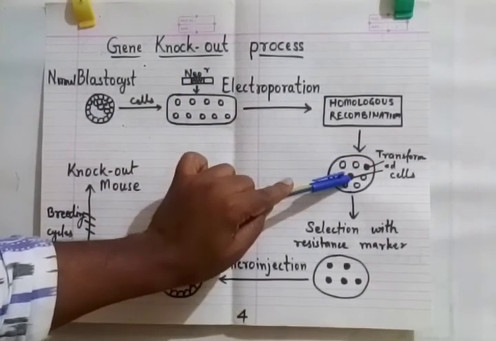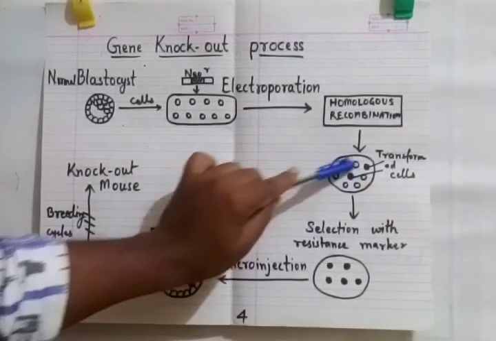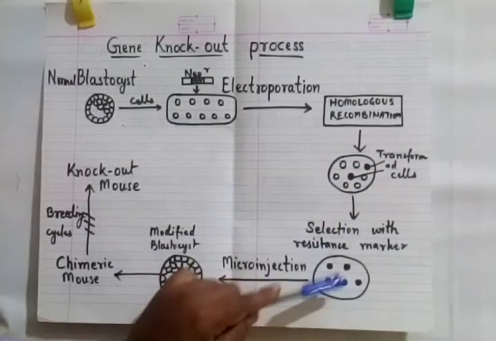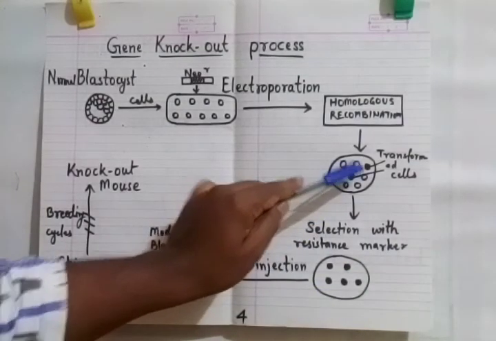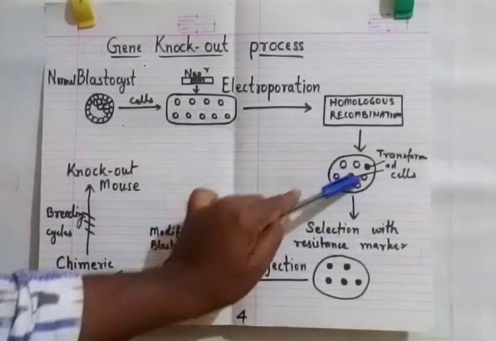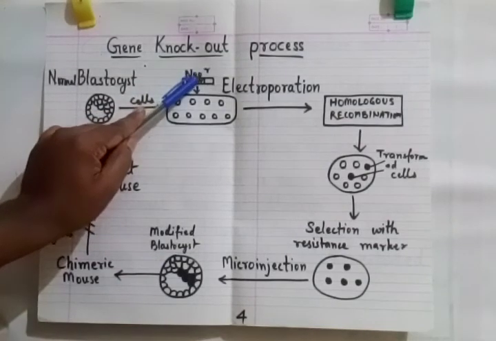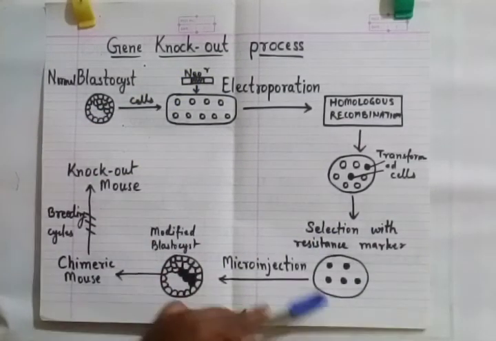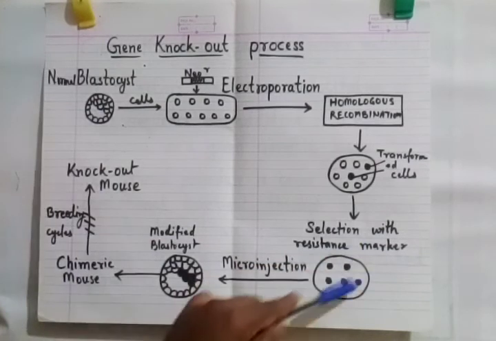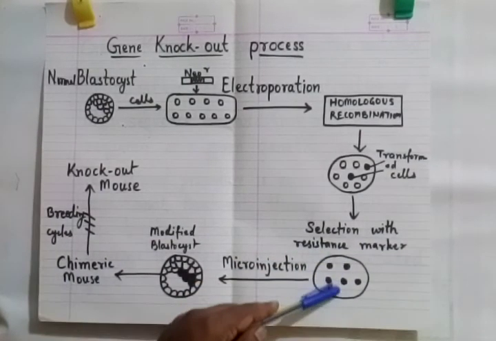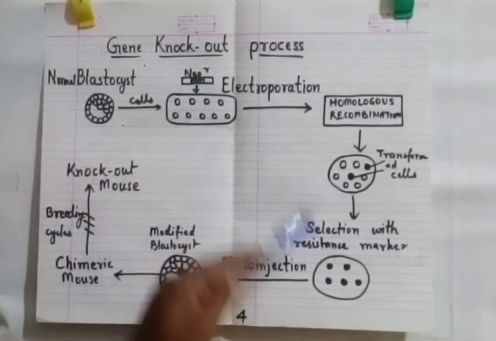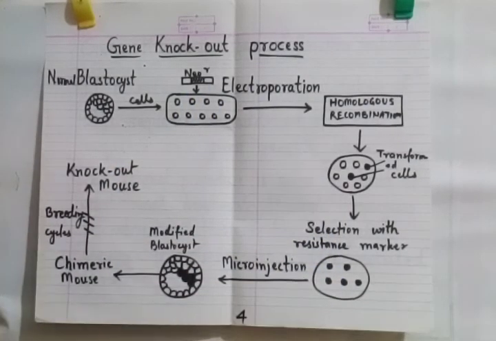So when you grow these cells in a plate where neomycin antibiotic is added, then only those cells will grow which are having the neomycin resistance gene. So that's why I am showing here selection with resistance marker. Now this plate will have only those cells in which the neomycin resistance gene is present. Okay. Now what will I do?